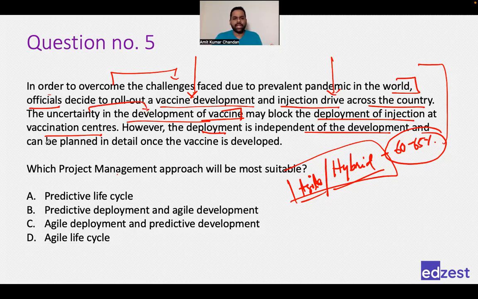So, you can plan in detail once the vaccine is developed. Right? So there are two parts to it. One part is that there is an uncertainty in terms of development of the vaccine. And the second part is the deployment of that vaccine, which means putting in injections. You know your country's population, you know the city in which you are going to go, you can plan every date, every location, and then you can roll it out. That's the two parts of the question.